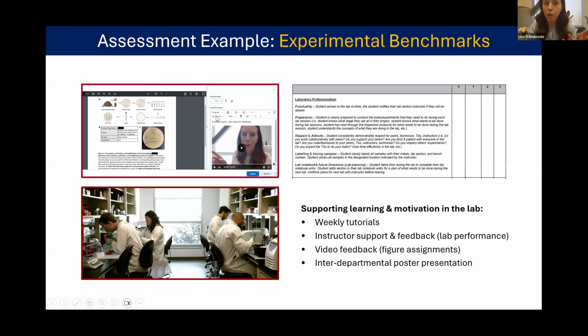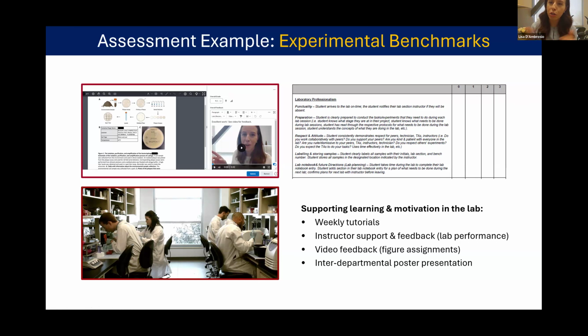And so I provide tailored video feedback for each student to help enhance their science communication skills. And again, it helps keep the progression of their project moving forward. The other benefit with these figure assignments is that at the end of the semester, students do oral poster presentations, so they can take the figures they've generated and use them in their posters.